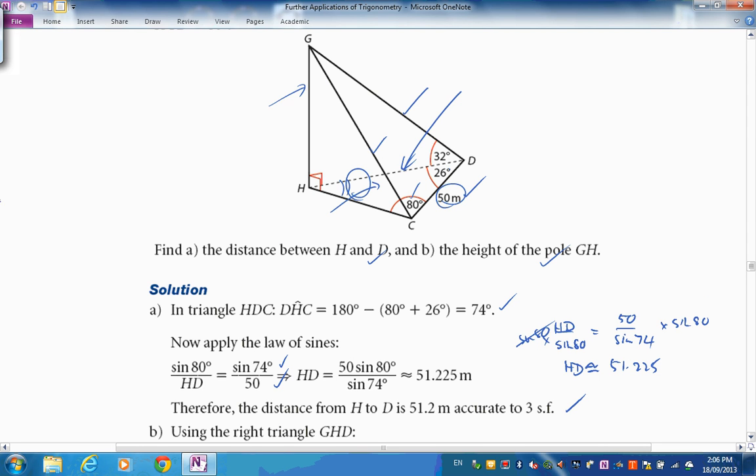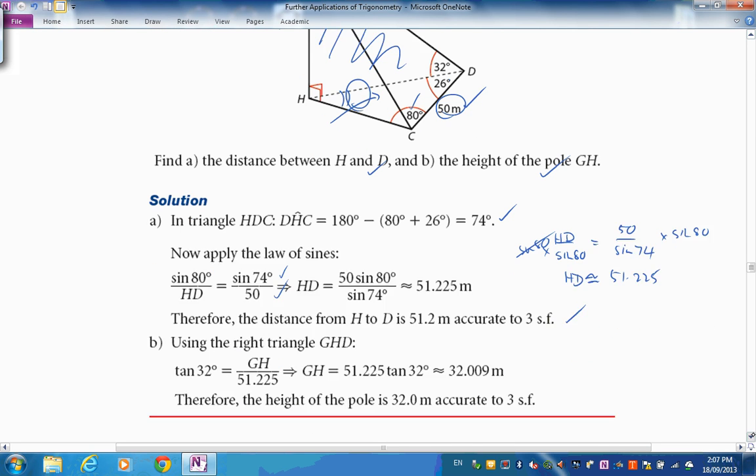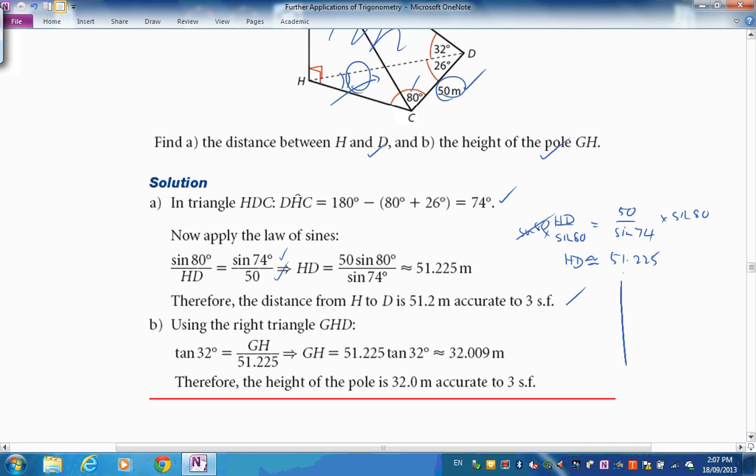Alright, what about the height here of the pole GH? So we can go into the triangle GHD. GHD is that back triangle, which is standing up there. Not a bad idea is, I reckon, what they were doing before, to actually put that in there. And what angle have we got? We said we had the standing up angle, 32 degrees.